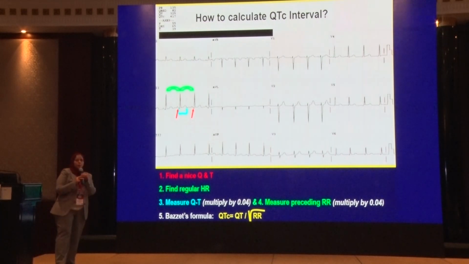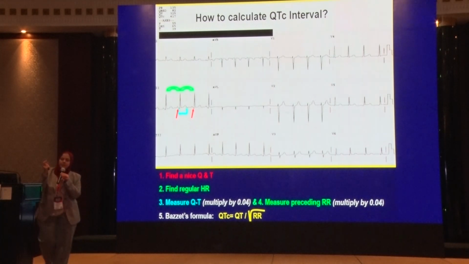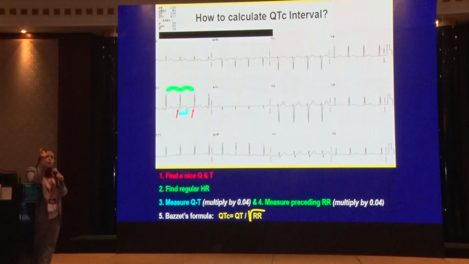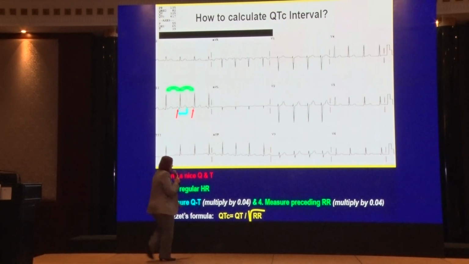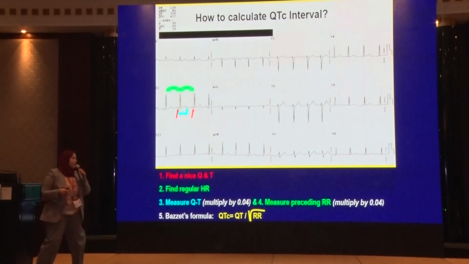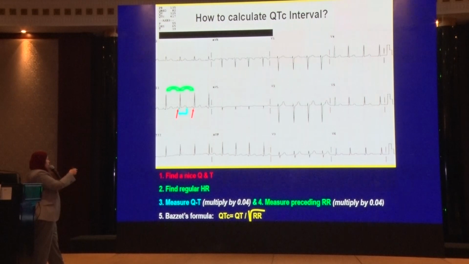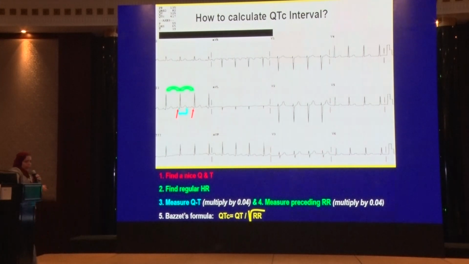Why do we have the Bazett formula? The Bazett formula relates the QT interval to the patient's heart rate. We use it in pediatrics because we have fast heart rates. As we said, this is the Bazett formula. I will measure the QT from the start of the Q to the end of the T, multiply it by 0.04, then go to the preceding RR interval, take the square root, and then I will have the corrected QT interval.